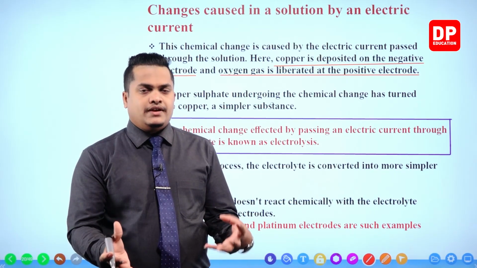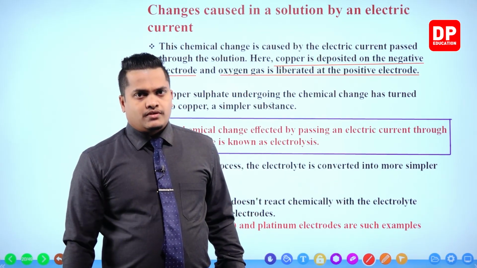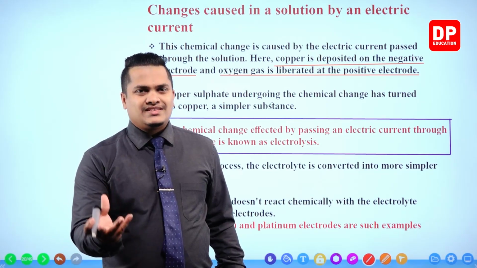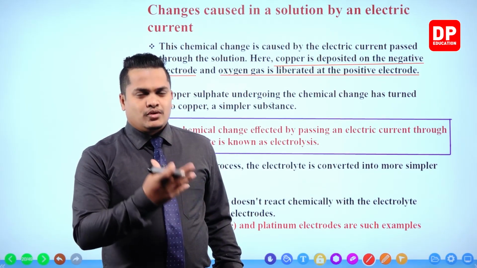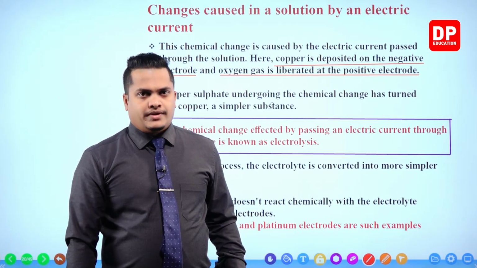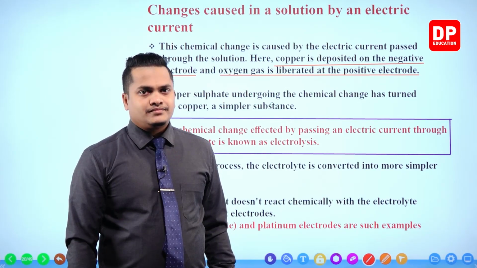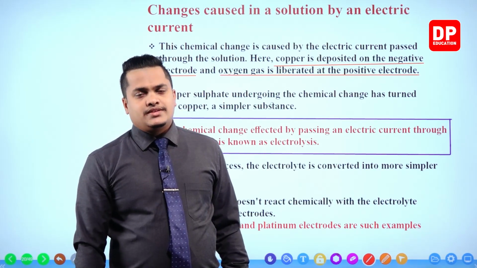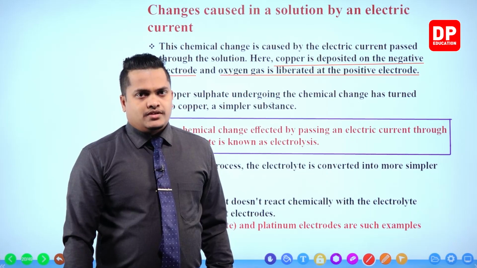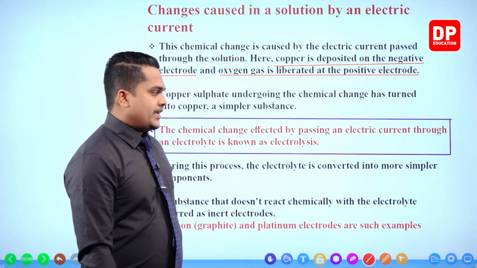The compound is copper sulfate. Copper is getting created when providing electricity to the solution of copper sulfate. So copper is a much simpler element than copper sulfate, as it is a compound, right? So this is what electrolysis is, my dear children. Within electrolysis, we are mainly resulting in a chemical reaction, right?